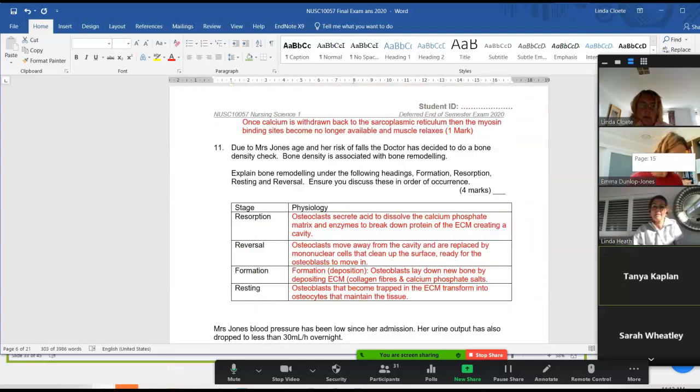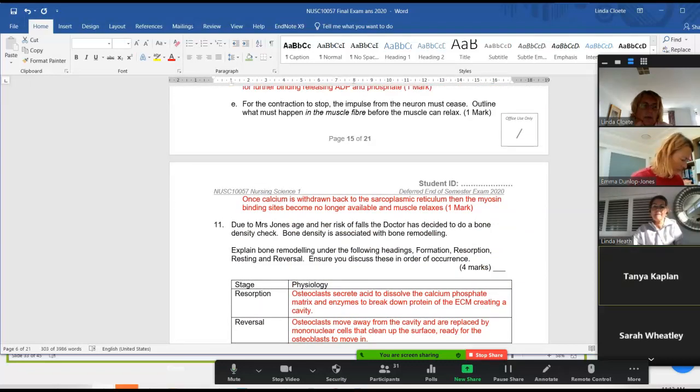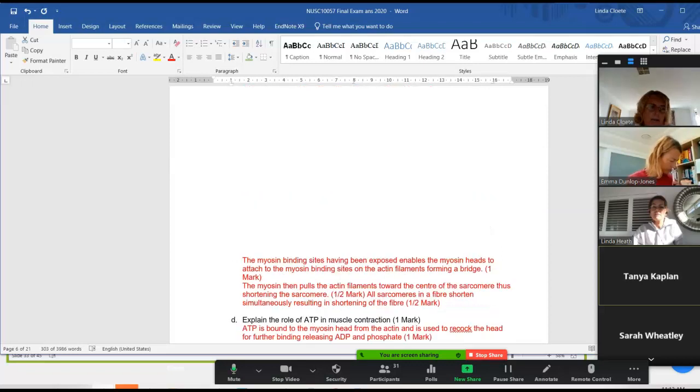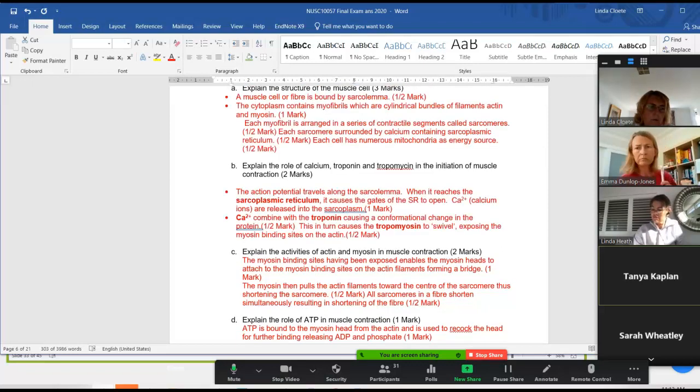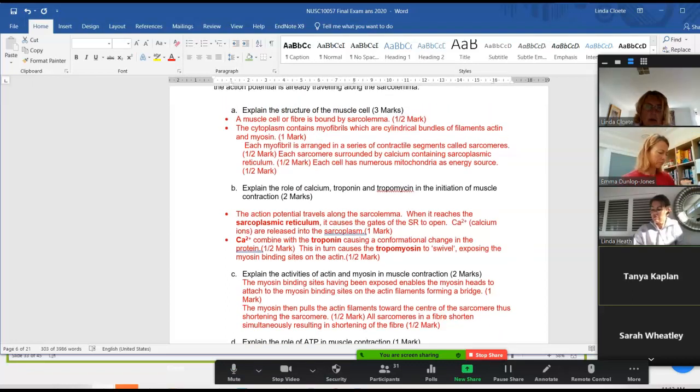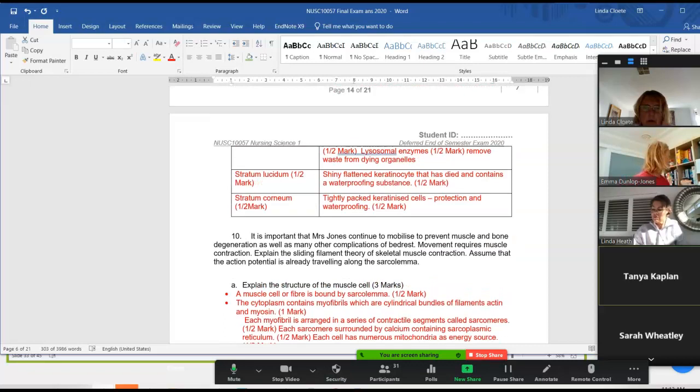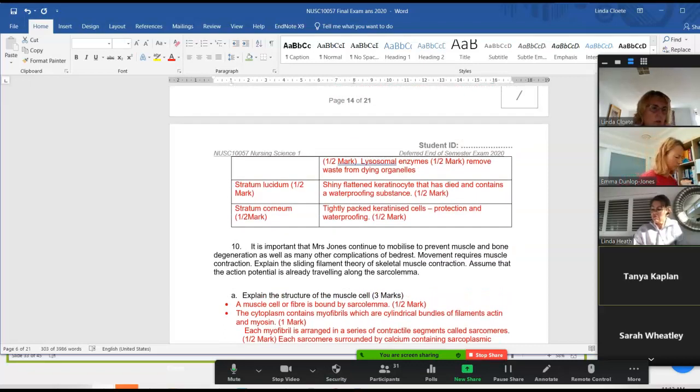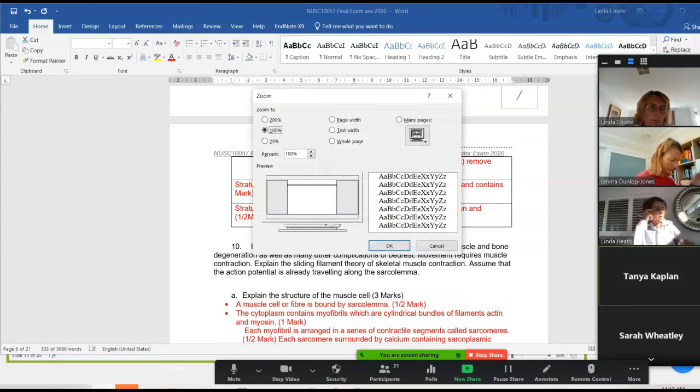So I think in workshop, I'm just checking what term she's given you, but essentially, did you do resorption, reversal, and I just want to check if she called it resting. That's all. She definitely called it resting.